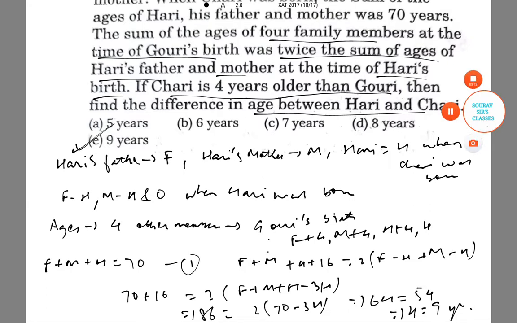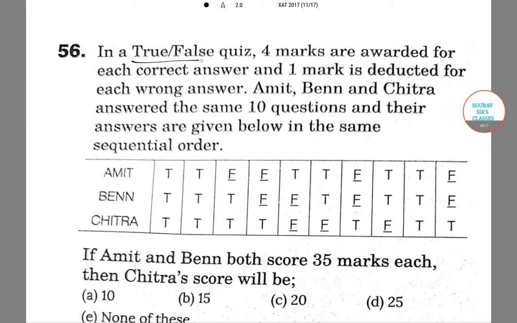The next question is, in a true-false quiz, 4 marks are awarded for each correct answer and 1 mark is deducted for each wrong answer. Amit, Ben and Chitra answered the same 10 questions, and their answers are given below in the same sequential order. If Amit and Ben both score 35 marks each, then Chitra's score will be.